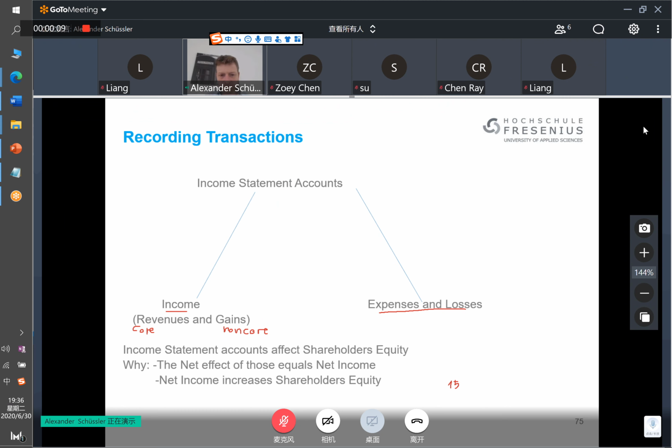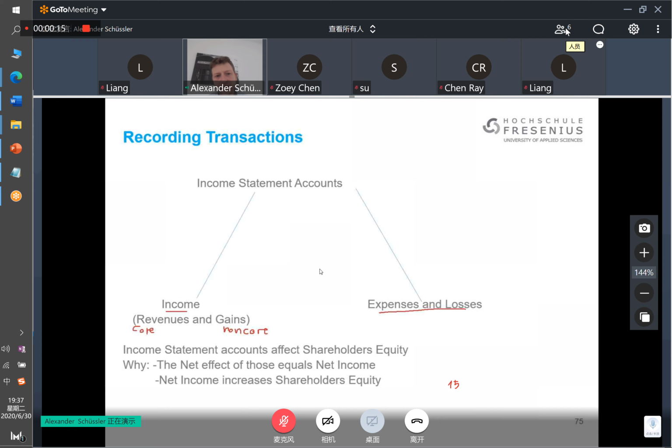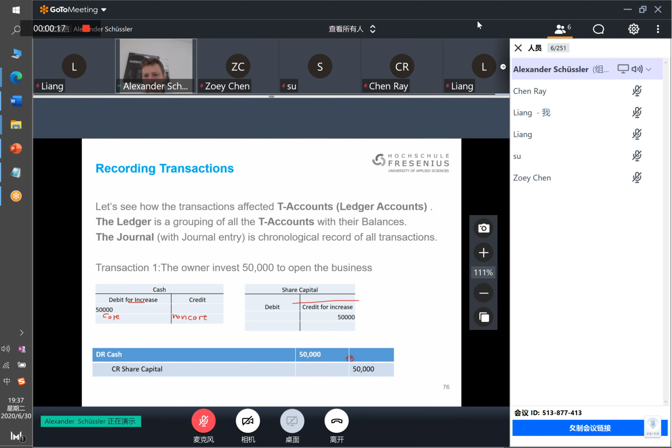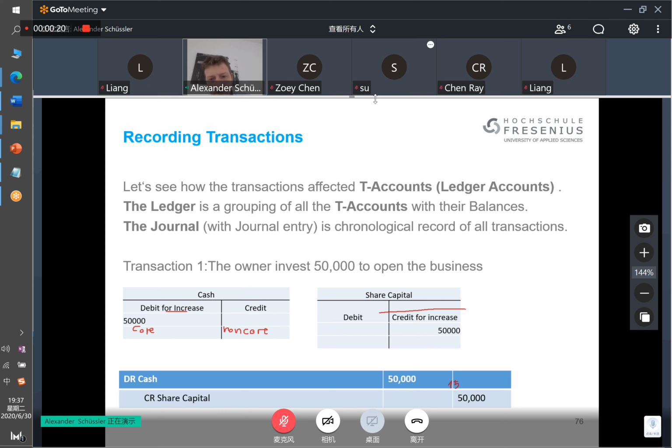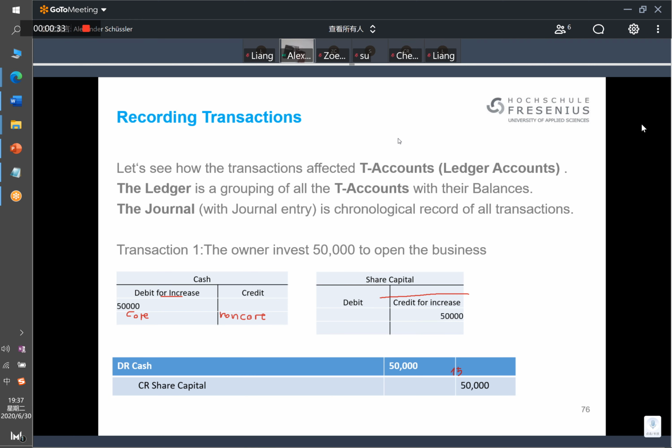Let's go on with our lecture. Here we have the same transactions as before, but what we do now is use the T account and make a journal entry. A journal entry essentially means this.